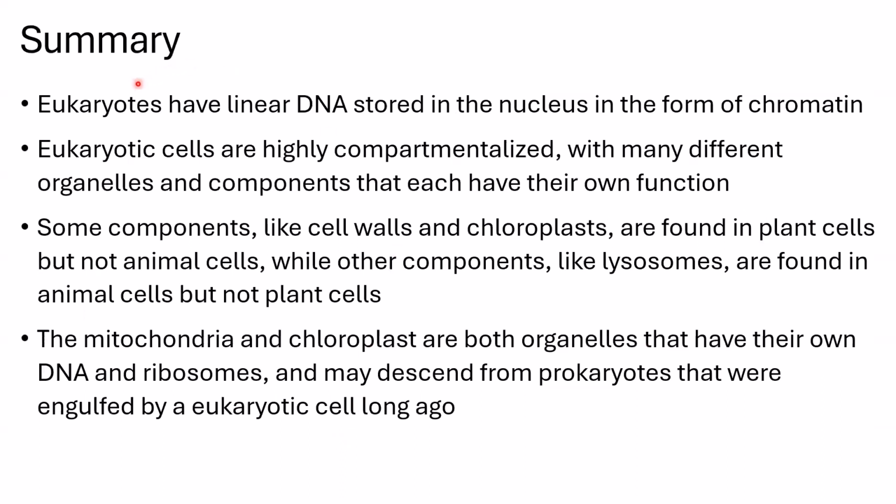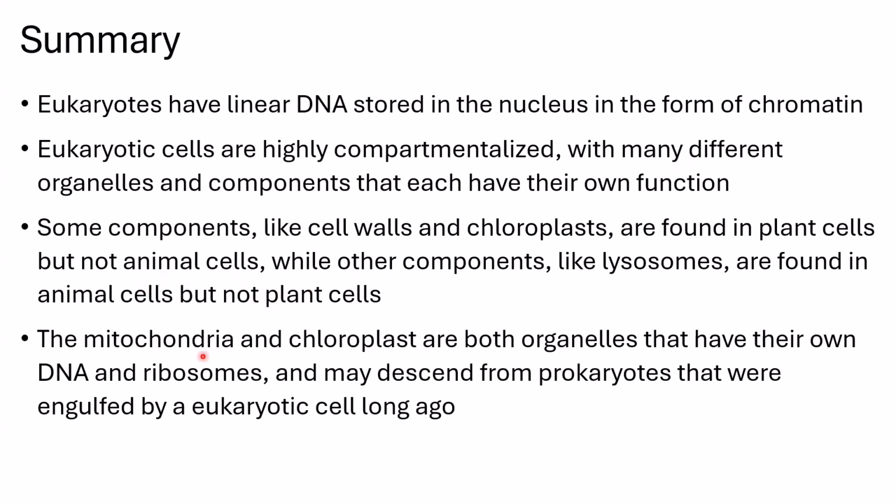In summary, eukaryotes have linear DNA stored in the nucleus in the form of chromatin, as opposed to prokaryotes that have circular DNA in the nucleoid. Eukaryotes are also highly complex and compartmentalized into organelles, with many components that each have their own function. Some of these components are not found in all eukaryotic cells. For example, cell walls and chloroplasts are both found in plant cells, but not animal cells, while lysosomes are found in animal cells, but not plant cells.